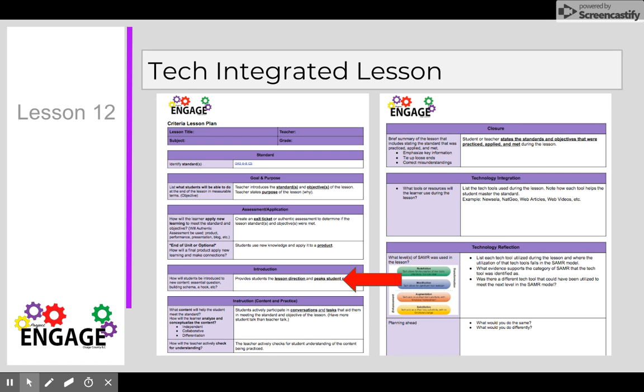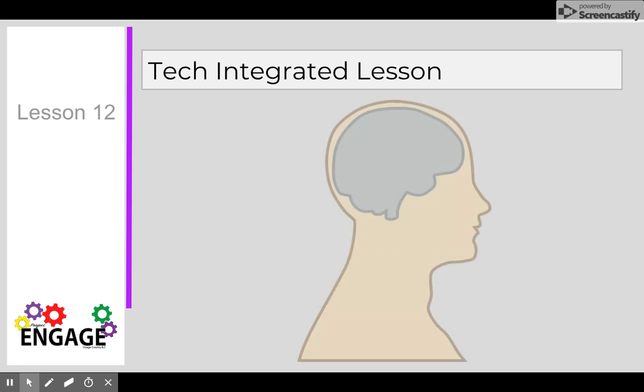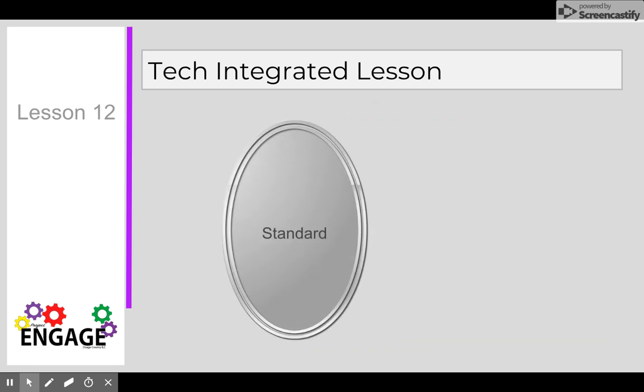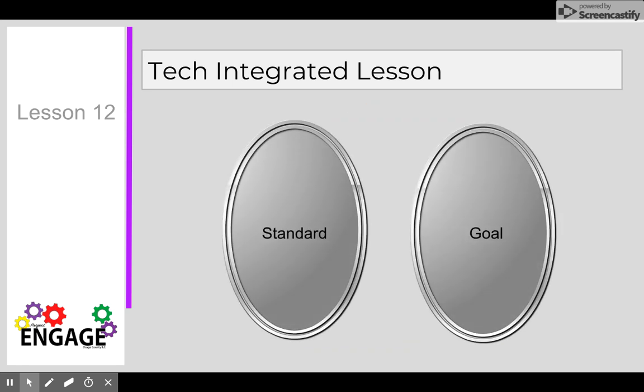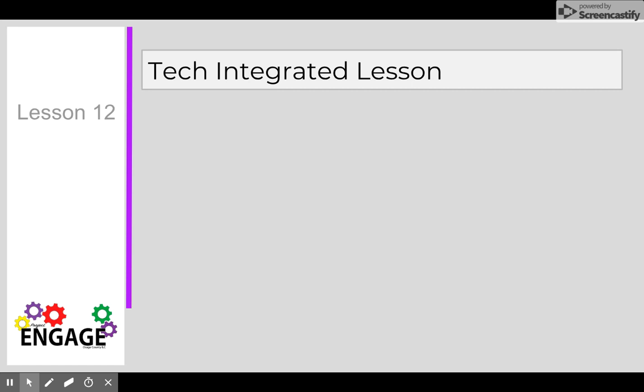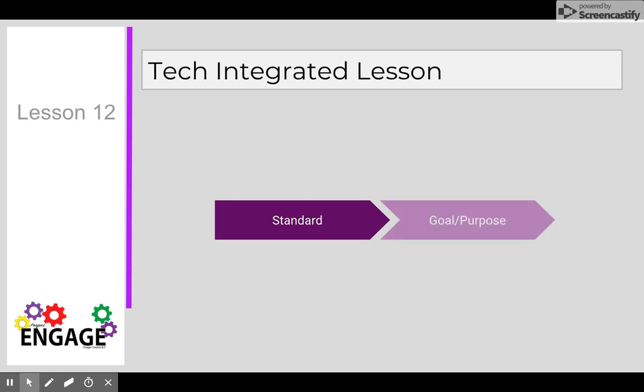Today we will cover the introduction, content and practice, lesson closure, technology integration, and technology reflection. Keep in mind that the standard must mirror the goal and purpose. The goal or the purpose of your lesson should state the importance of the standard and the goal. Both pieces must be in alignment since they are the foundation that the lesson is built upon.